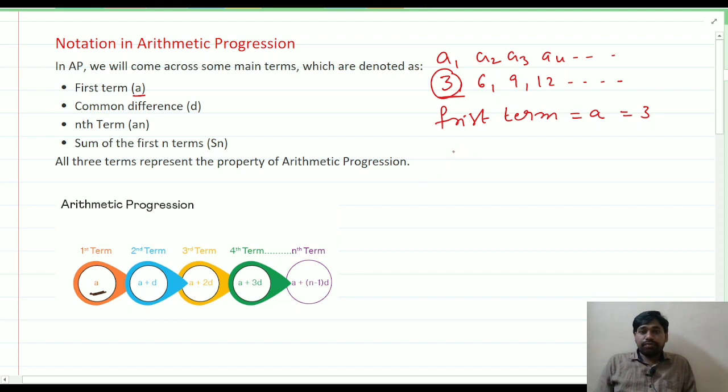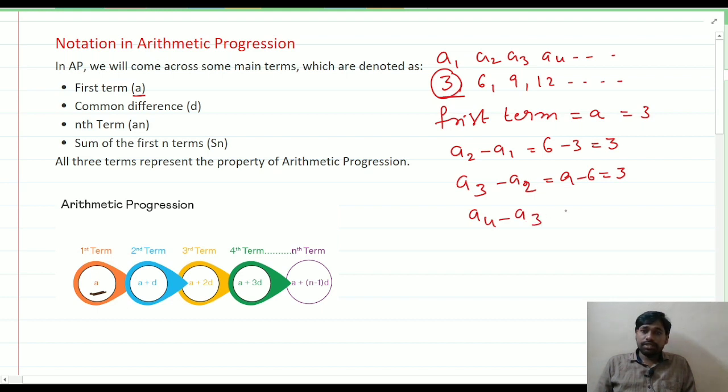If you find the difference between any two numbers, that difference is A2 minus A1. That is 6 minus 3, which is equal to 3. Similarly, A3 minus A2 is 9 minus 6, which is 3. A4 minus A3 is 12 minus 9, which is 3. So the difference between two consecutive terms is the same, and then it is said to be an arithmetic progression.